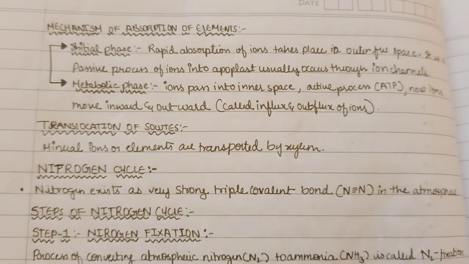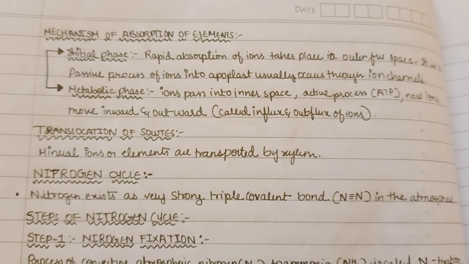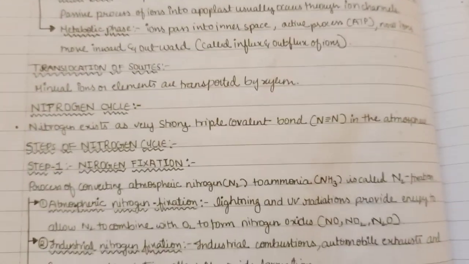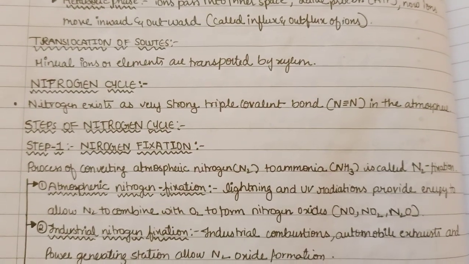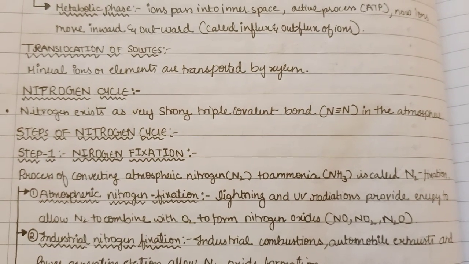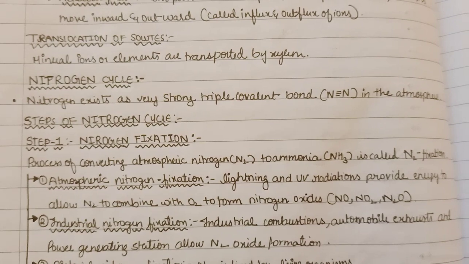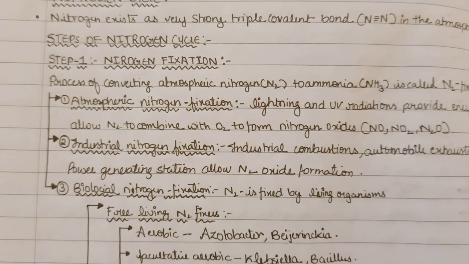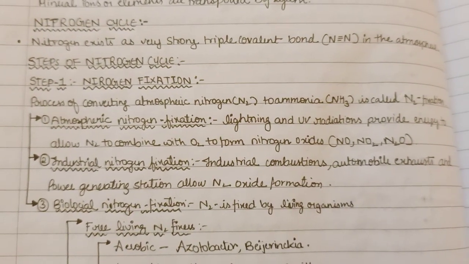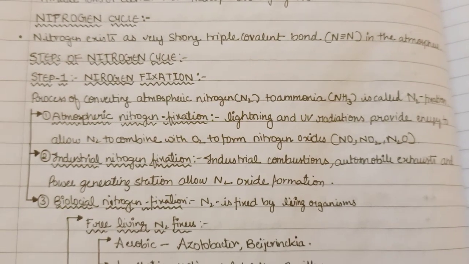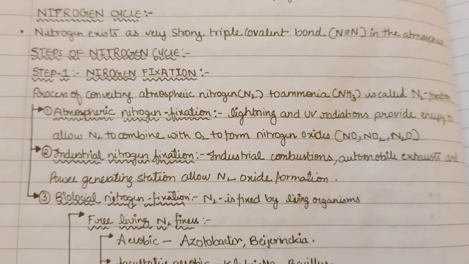Translocation of solutes. Mineral ions or elements are transported by xylem. The nitrogen cycle. Nitrogen exists as a very strong triple covalent bond in the atmosphere. The first step of the nitrogen cycle is nitrogen fixation. The process of converting atmospheric nitrogen to ammonia is called nitrogen fixation.